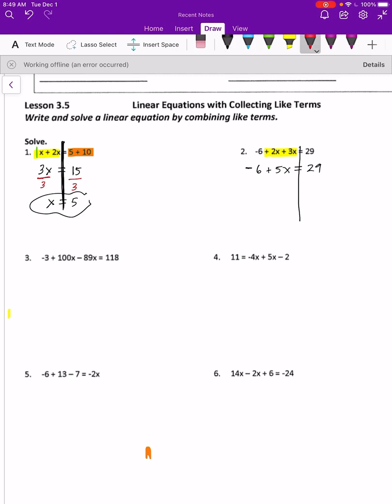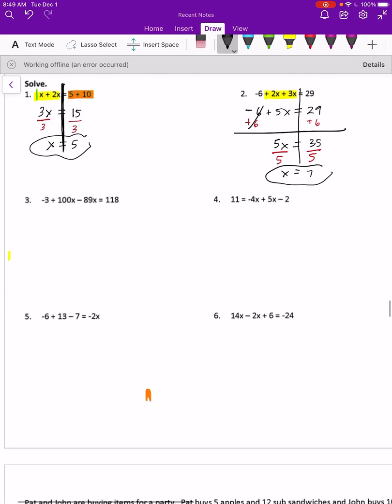I need to get x by itself. It's got two buddies, negative 6 and 5. I get rid of the not-so-close buddy first. I always keep my best buddy, who's closest to me, around the longest. Those cancel. So I have 5x equals 29 plus 6, which is 35. Now I'm going to do the opposite, divide by 5, divide by 5. And so x is equal to 35 divided by 5, which is 7.